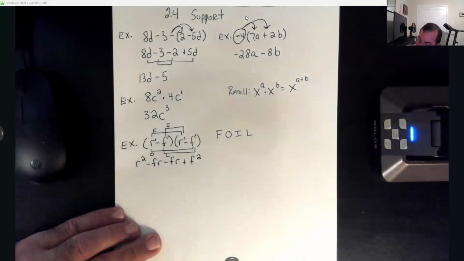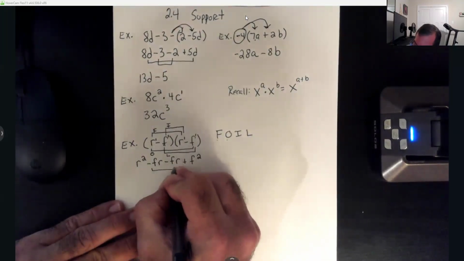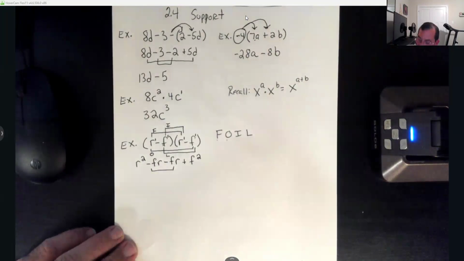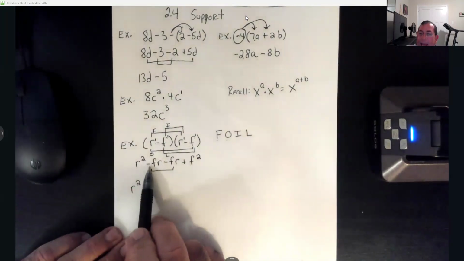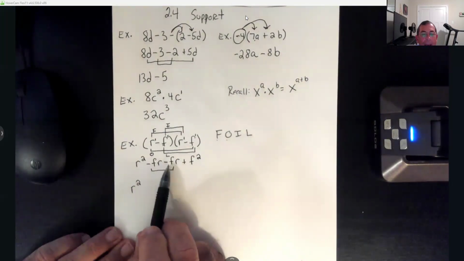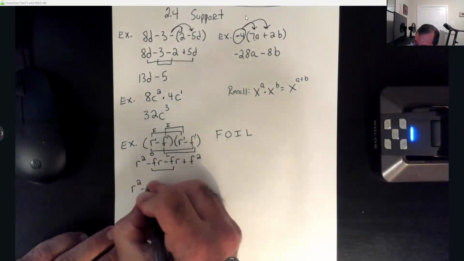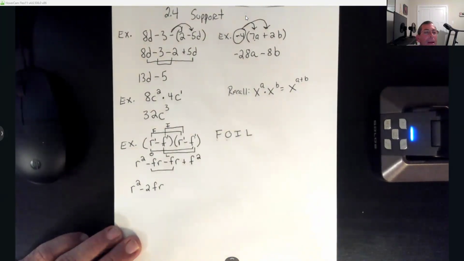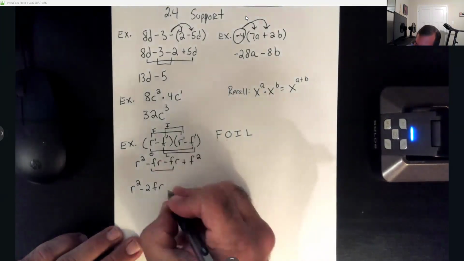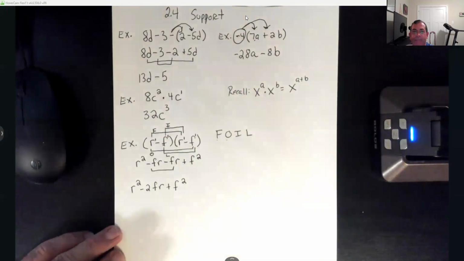Okay, so you had, yeah, so one sign messes you up on these. But yeah, I got like terms there. So bring down your R squared, a negative 1FR and a negative 1FR give me a negative 2FR. And then at the end, I bring down my positive F squared.